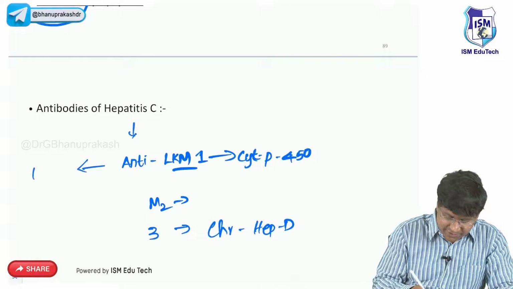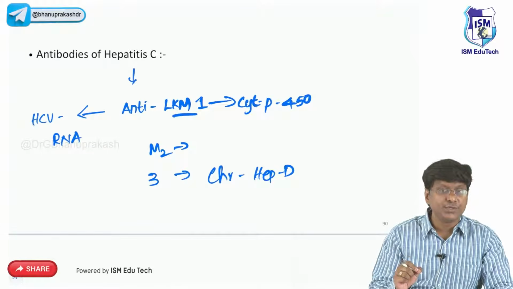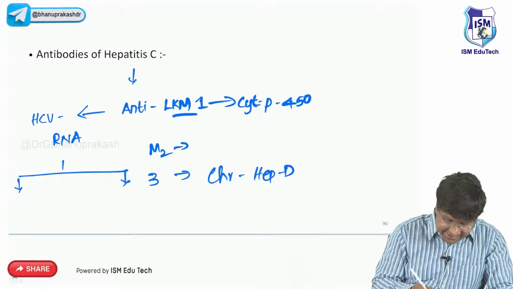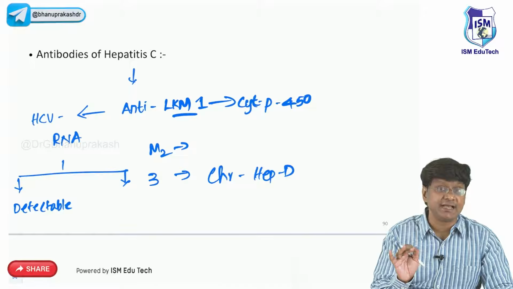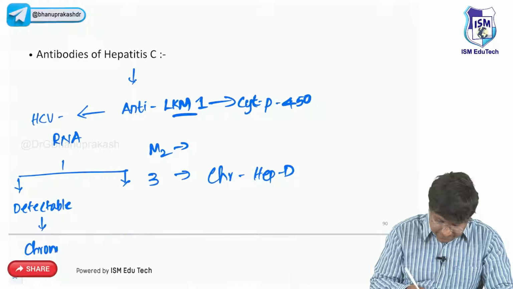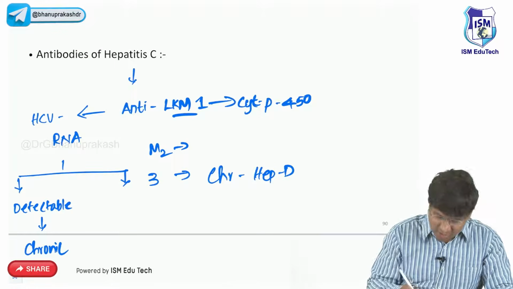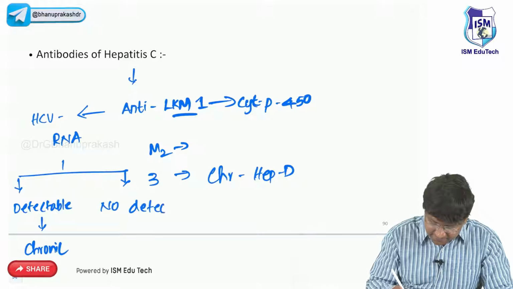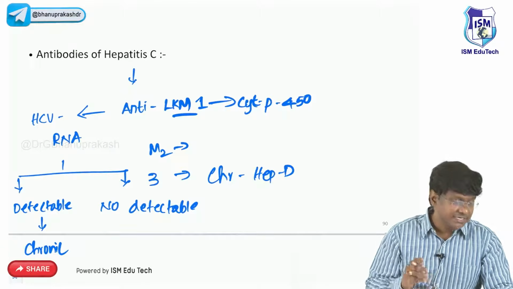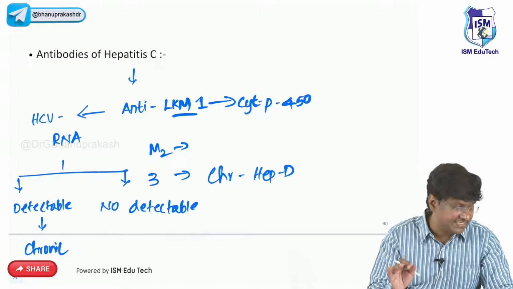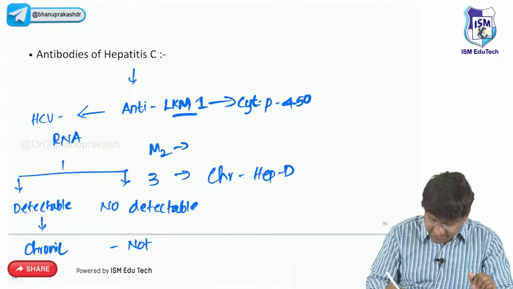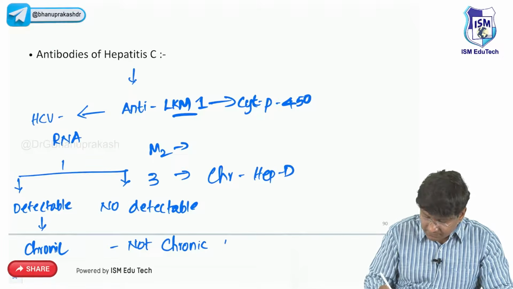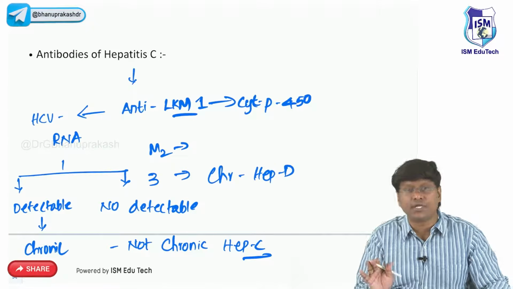The next thing is you have to check for the HCV RNA levels. Once you find that there are detectable levels of HCV RNA, that tells the patient has chronic hepatitis C. Suppose there are no detectable levels of HCV RNA, then you need to consider it is not chronic hepatitis.